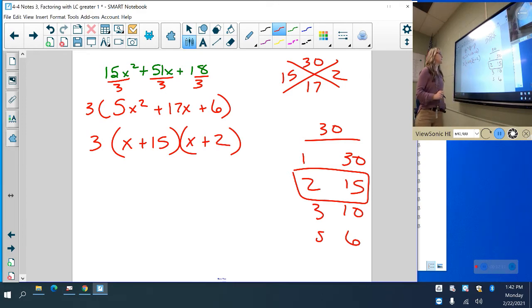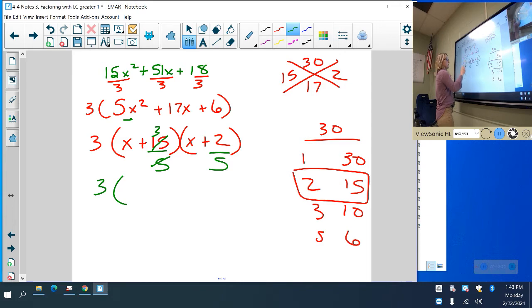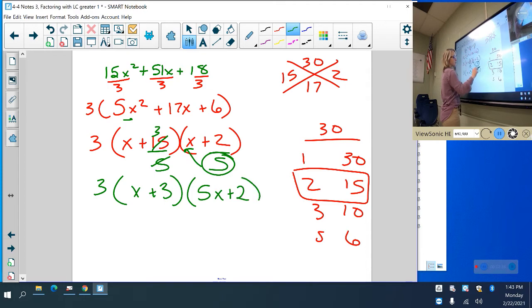And now I'm going to divide by that leading coefficient, which in this case is 5. So I'm going to divide by 5, simplify if possible. 15 divided by 5 is 3. So I have x plus 3. 2 divided by 5 does not simplify, so I'm going to take that 5 and put it out in front. So I have 5x plus 2.